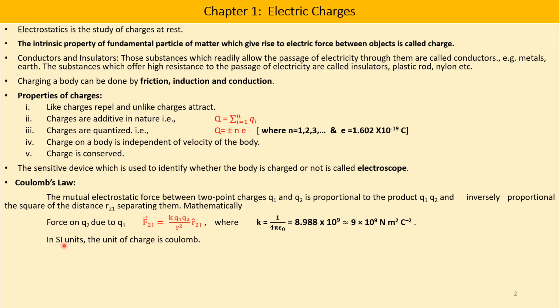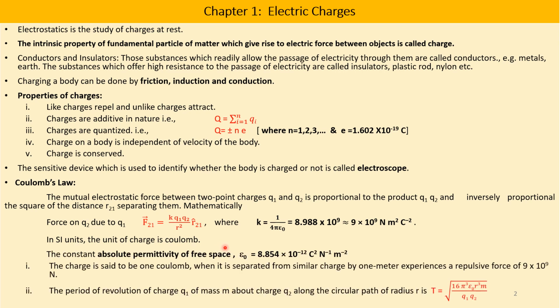In SI unit, the unit of charge is coulomb. Please remember, the unit of charge is coulomb. The constant epsilon naught, that is the absolute permittivity of free space, epsilon naught is equal to 8.854 into 10 to the power of minus 12 coulomb square per newton per meter square. Please note down very carefully and practice it.